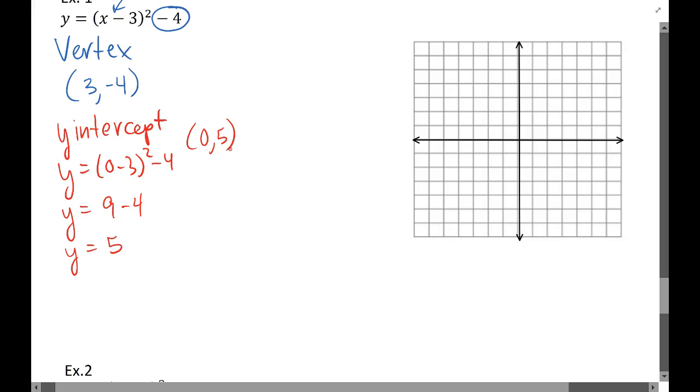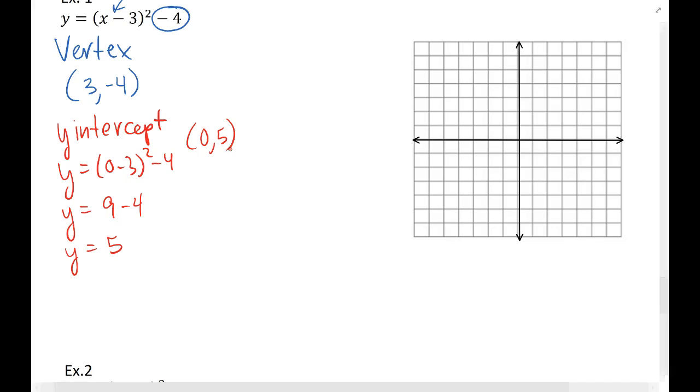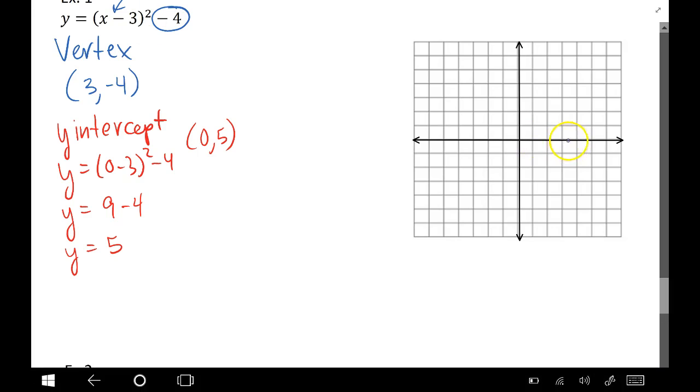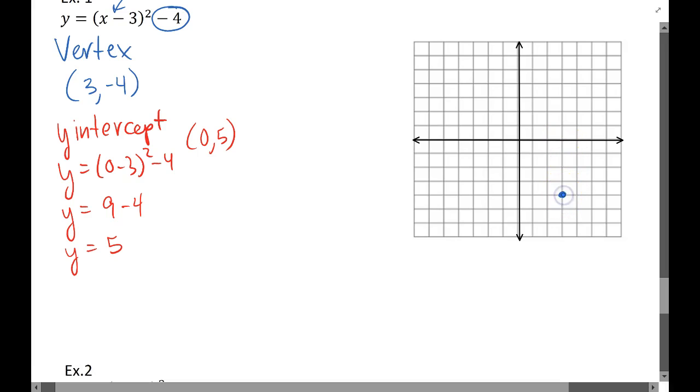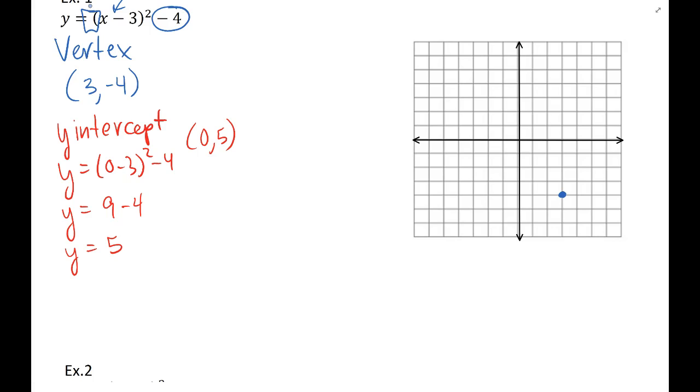You will always have a vertex and you will always have a y-intercept. X-intercepts you may or may not have. So let's see if there are x-intercepts. I imagine that there will be, because the vertex is at (3, negative 4), and the graph is opening up because the a value is positive. For the a value, we look here in front, there's nothing there, so we assume it's a positive 1. So it's opening up, and I assume it is going to hit the x-axis.